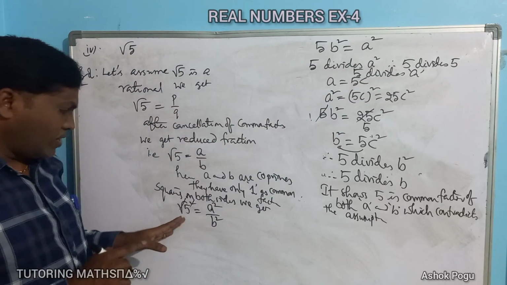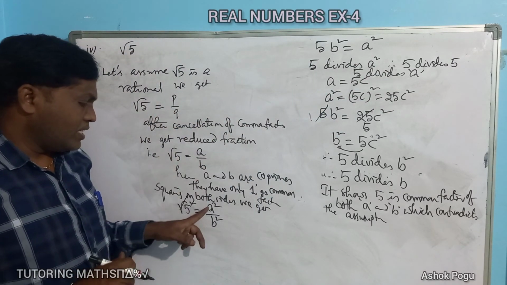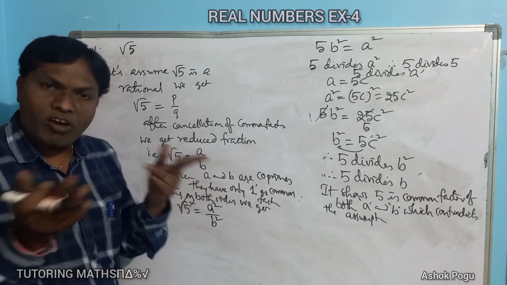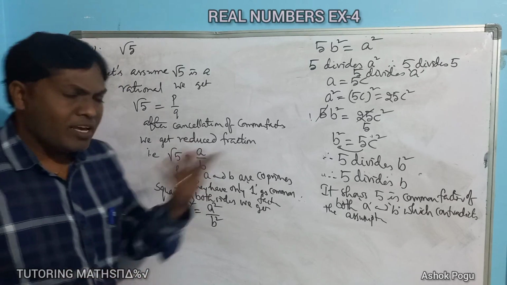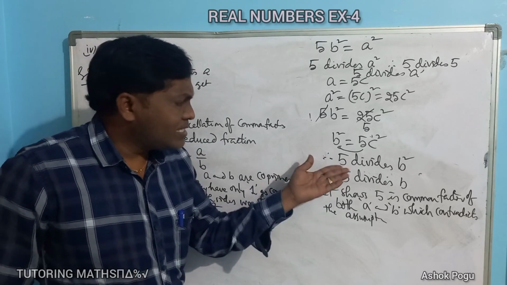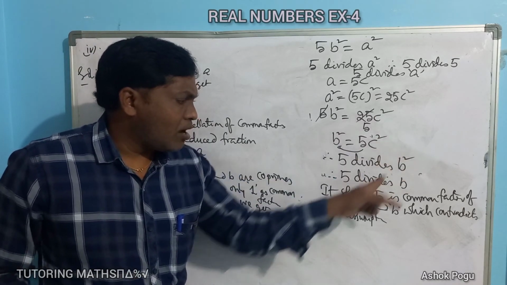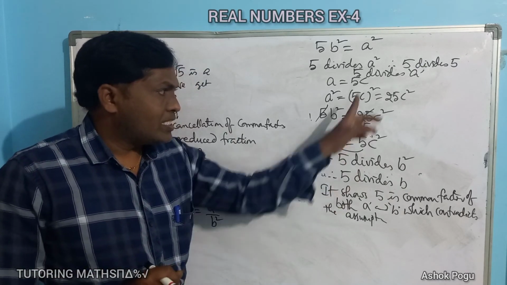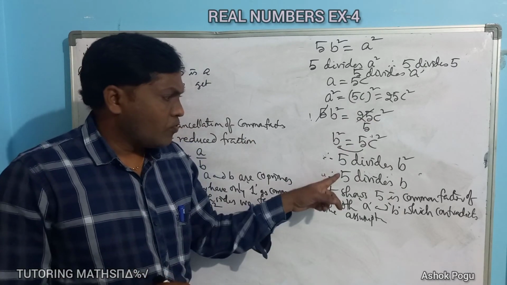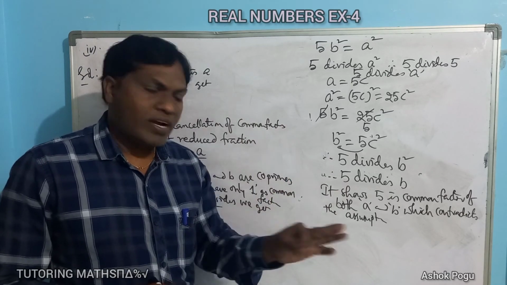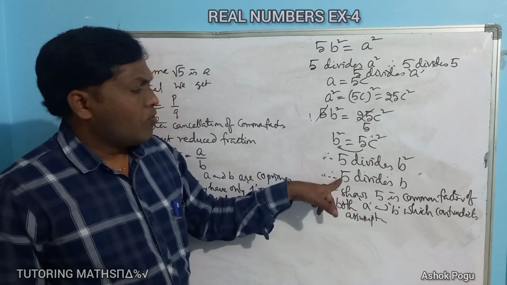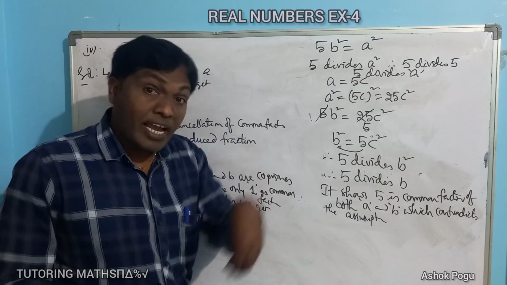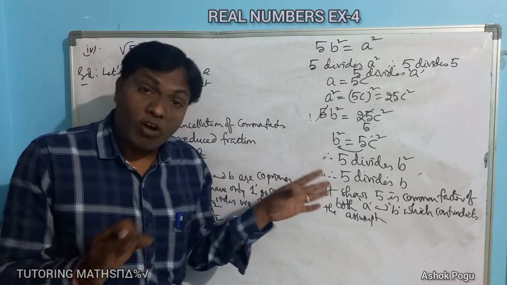Actually a and b are co-primes. If a and b are co-primes, how does 5 become a common factor for a and b? It's impossible, because a and b are co-primes. So 5 doesn't become a common factor of a and b. So 5 divides both a and b is not at all possible.